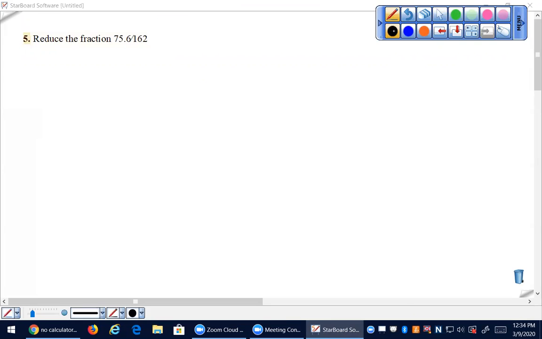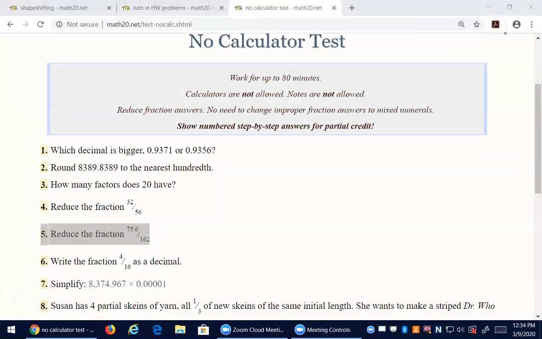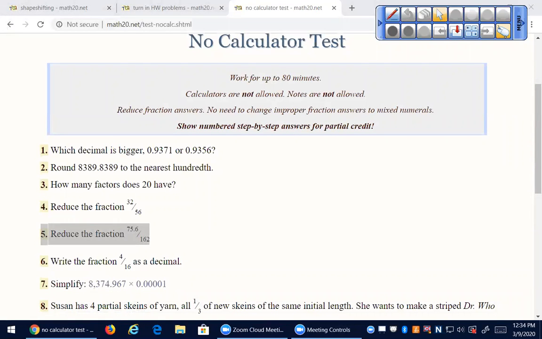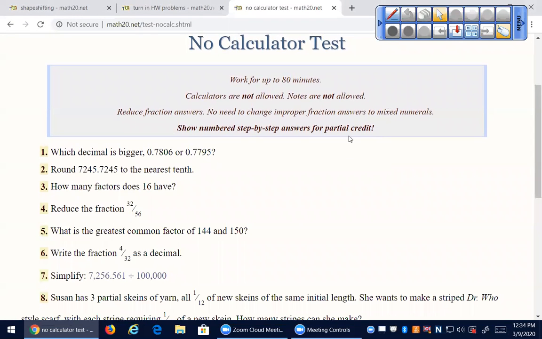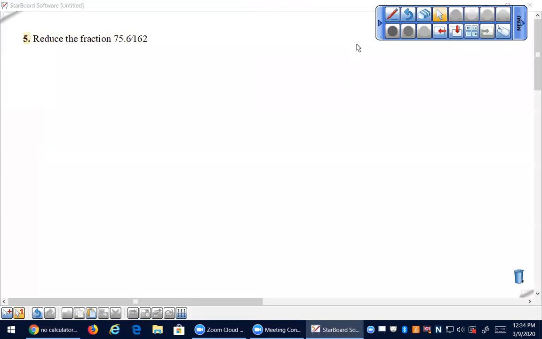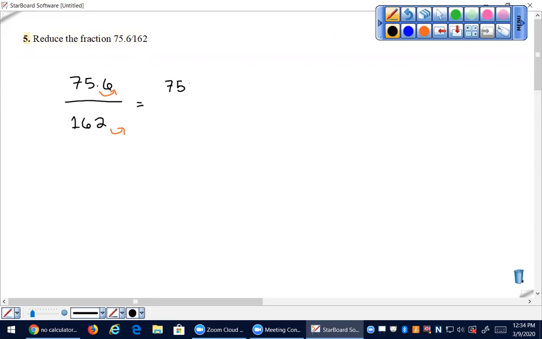So let's look. It's 35 minutes past. I might be a nice enough person to reload it until number 5 is not this kind, because it does switch back and forth. But greatest common factor isn't always speedy either. So let's see how long it takes us to do this. All right, so 75.6 over 162. Scoot it over one. Scoot it over 1. So that's 756 over 1620.